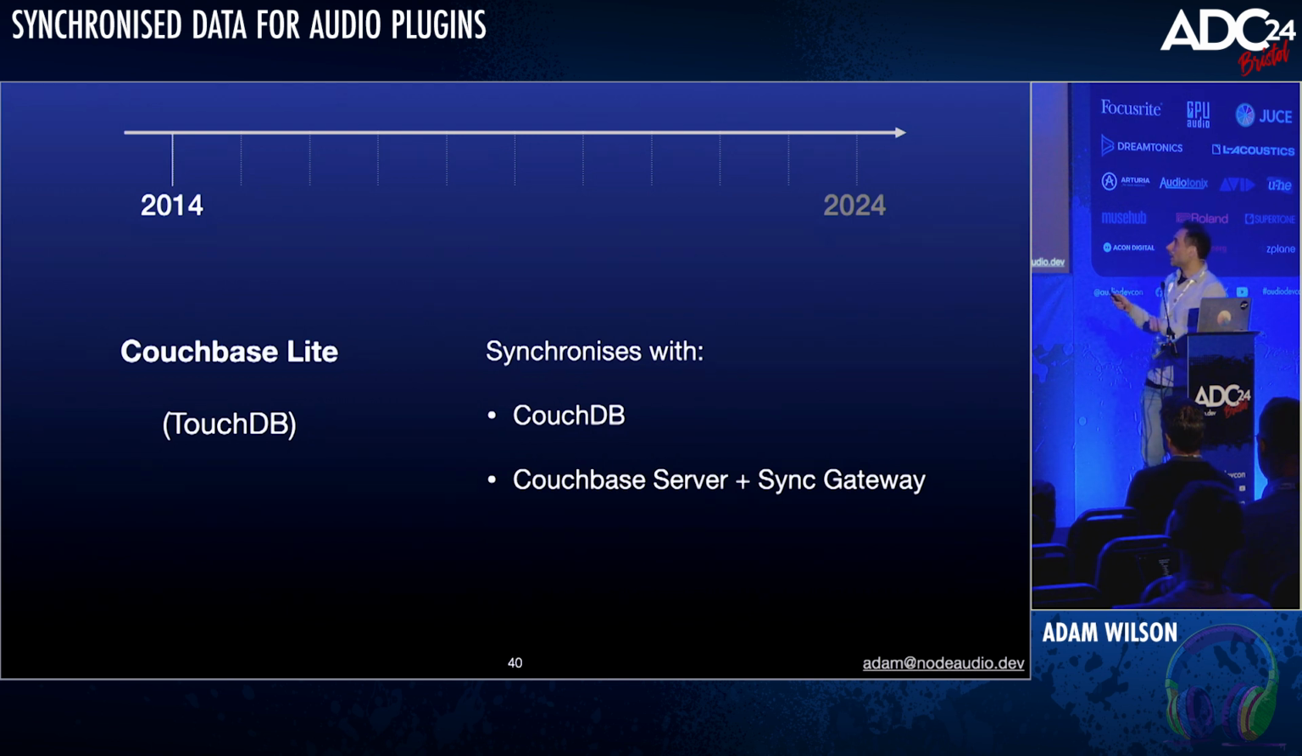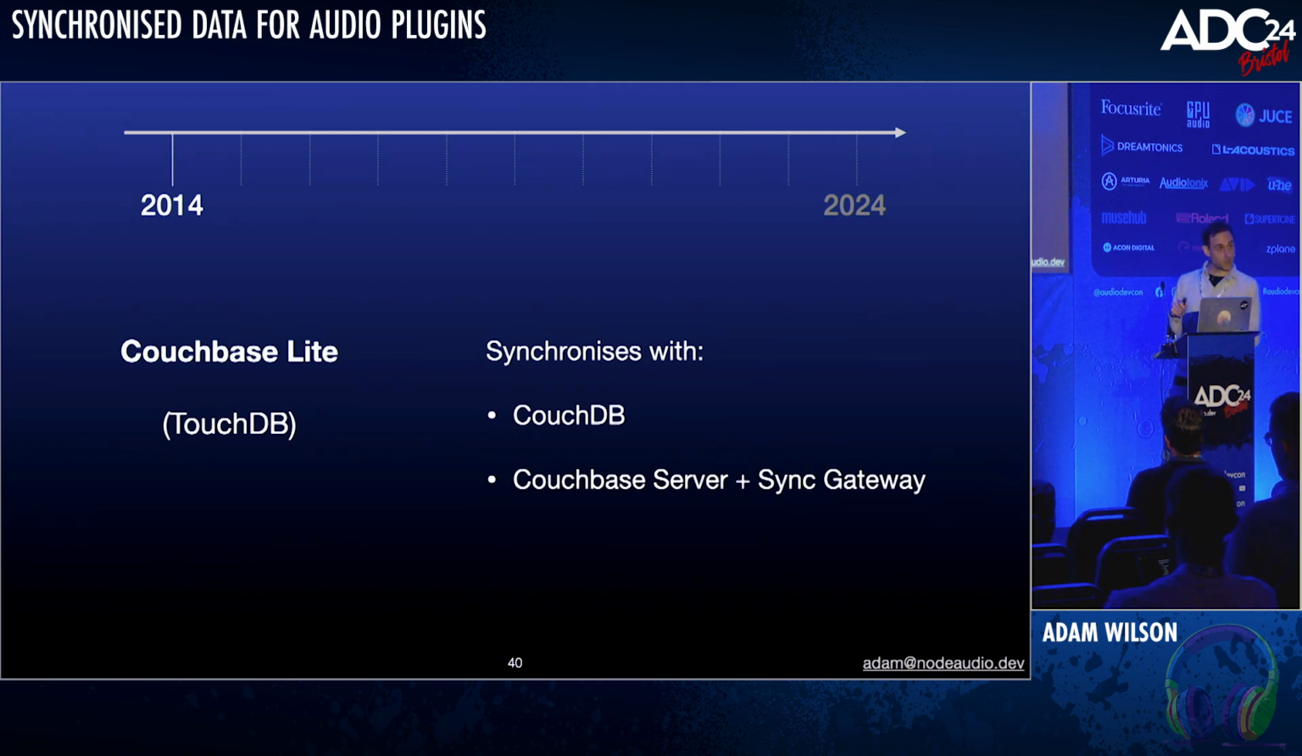So Couchbase Lite at that time synchronized with CouchDB. CouchDB is a really lightweight database. You can run it very cheaply on a DigitalOcean server for about $5 a month. It also synchronized with Couchbase Server and their synchronization service called Sync Gateway. Couchbase Server is like a full-on enterprise database designed for what they call high throughput. So great if you're an airline or something like that and you've got tons of data being put through that you need to synchronize. But it's really overkill for synchronizing presets that you might save once in a while.